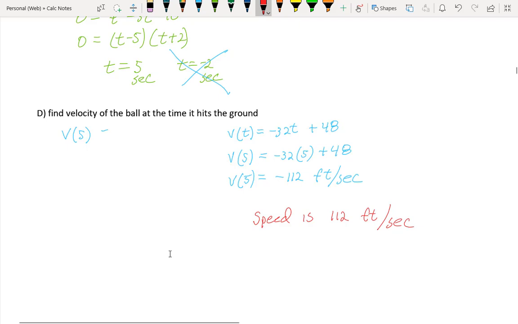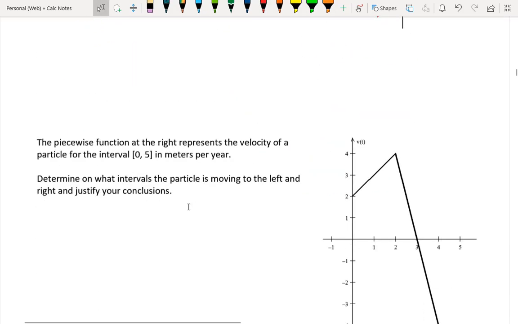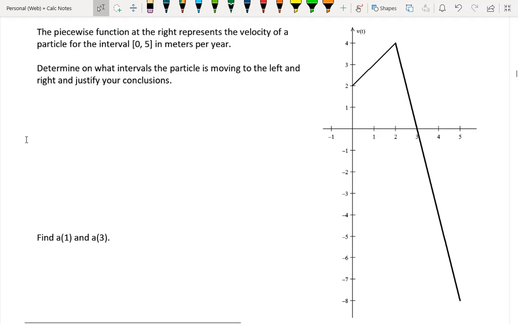All right. Wow, we are still not done yet. This is a monster lesson here. Okay, here we go. The piecewise function at the right represents the velocity of a particle for the interval 0 to 5 in meters per year. Okay, I like knowing what my units are. Determine on what intervals. Okay, so this is the velocity. So right away, you can see the little v of t up here. I like a big v of t. I want to know exactly what I'm looking at. Determine on what intervals the particle is moving to the left and right.